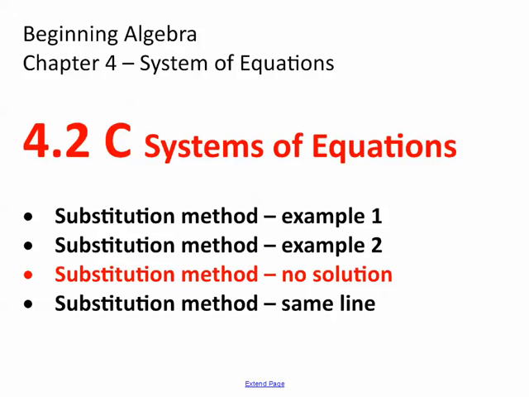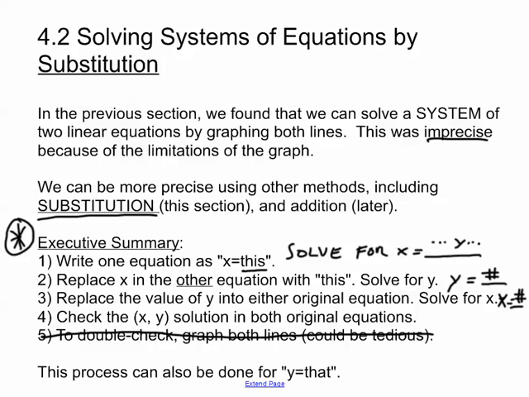We're going to fast forward past a couple of these videos that we've seen. Essentially, here's the way to use the substitution method. Solve one of the equations. Step number 1 is right by the star. Write one of the equations as x equals this. In other words, solve for x. You can also solve for y, but this example says solve for x. Replace that x into the other equation, and then solve for y.